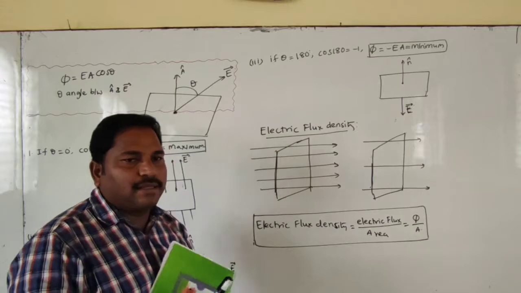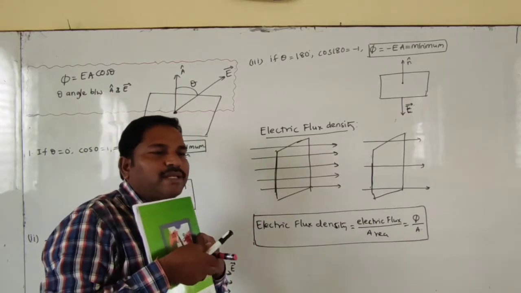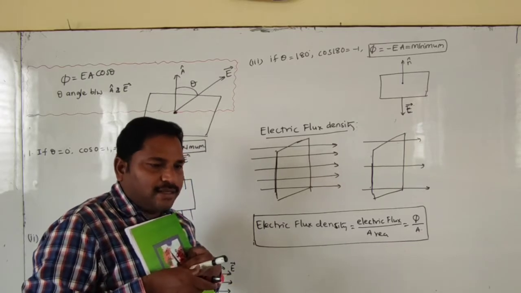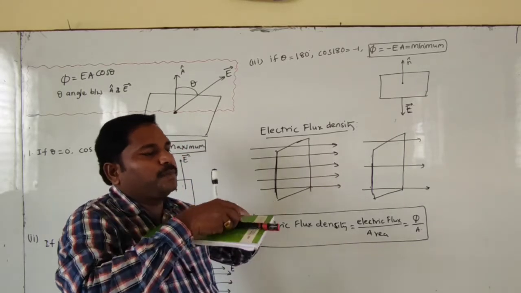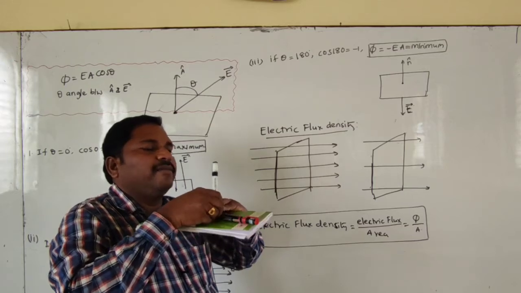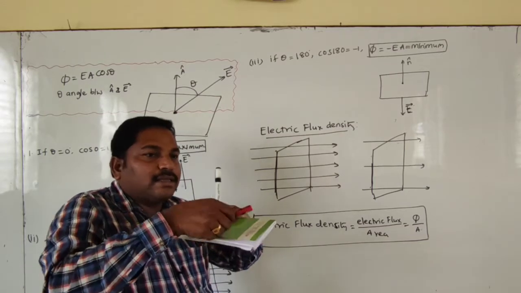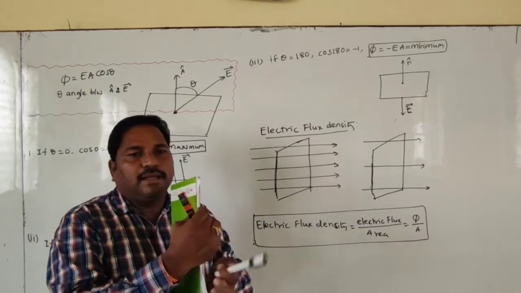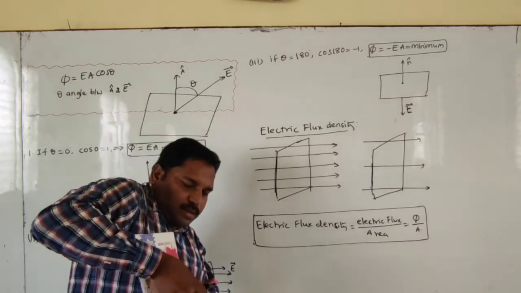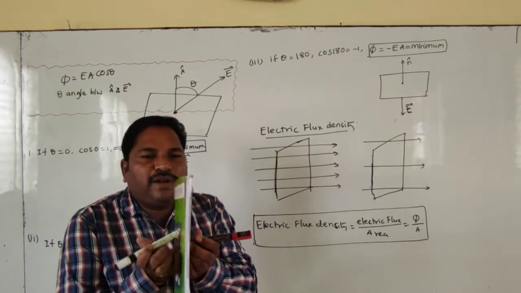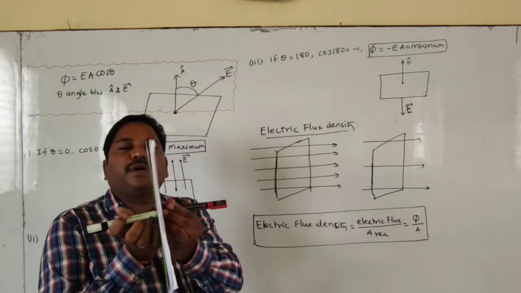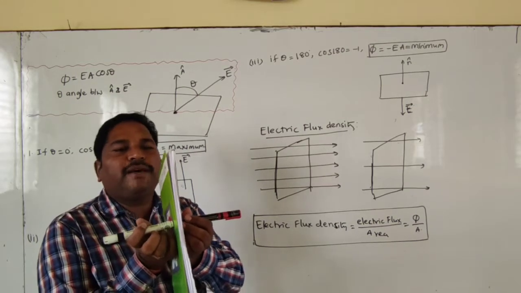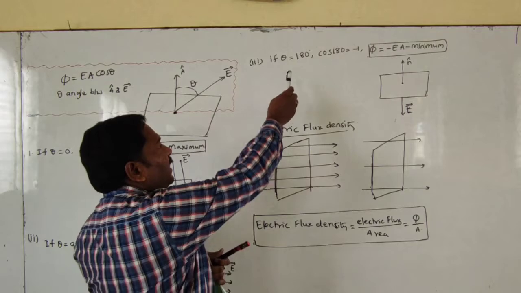Now the third case. First, the area of the loop is like this and the electric field is like this. In the second case, the field remains constant and the orientation of the loop changes. In the third case, the area vector of the loop is like this and the electric field is like this. Both are anti-parallel. So what is the angle between the area vector and the electric field? It's 180.